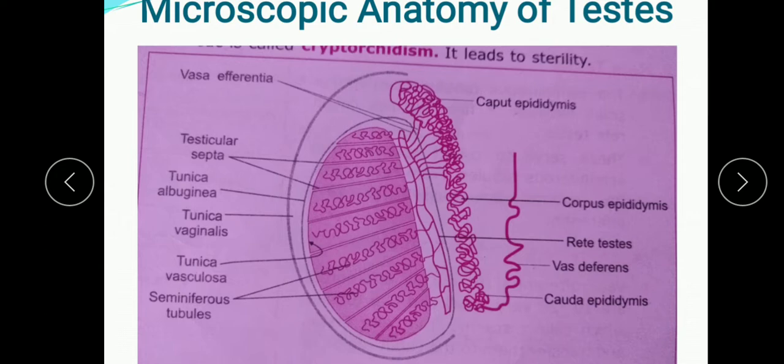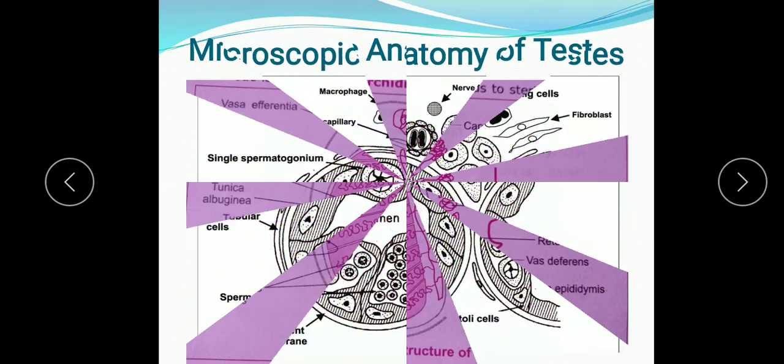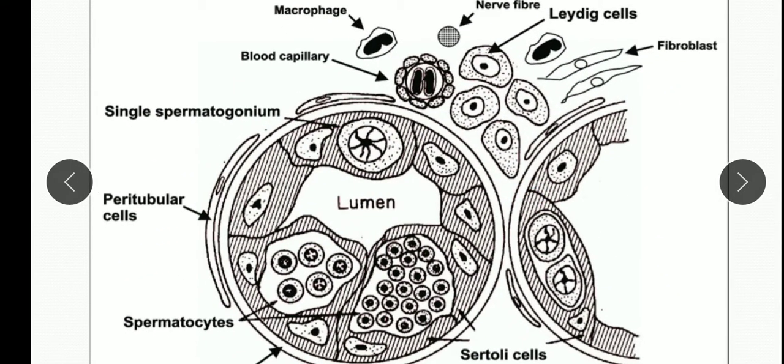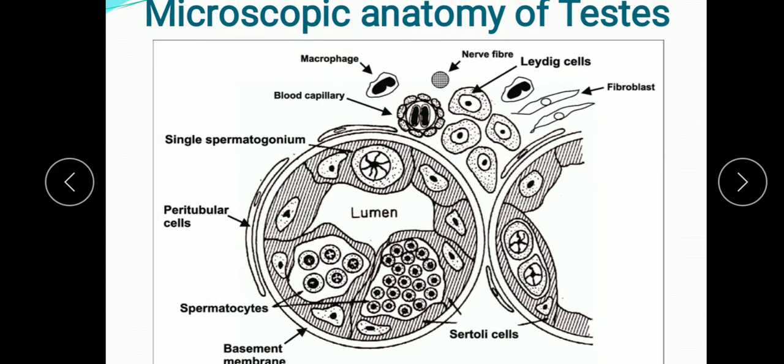We will study the transverse section of the testes in order to see the different cells present in it. So this is the transverse section. In the transverse section, we will study that the germinal epithelium of the testes consists of mainly 3 types of cells. These cells are the spermatogonia, they are the follicular cells which produce the sperm, then the interstitial cells which are also known as the Leydig cells, and the Sertoli cells.